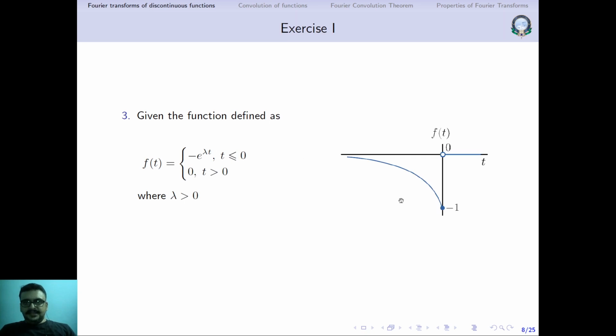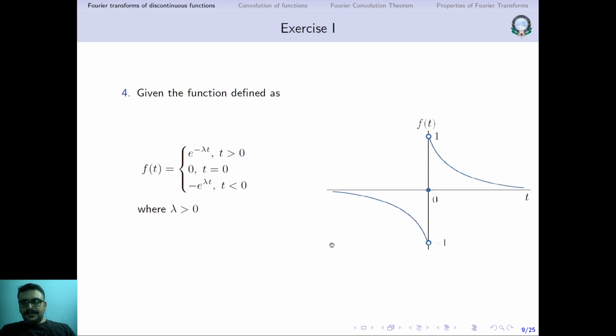Then next, again this is a discontinuous function. For negative values, this function takes the value minus e to the power lambda t. For positive values, it takes the value 0. Following the same procedure as the example that I have shown, that is by expressing this function in terms of the Heaviside step function, you can show that its Fourier transform is basically this. That's your third problem.